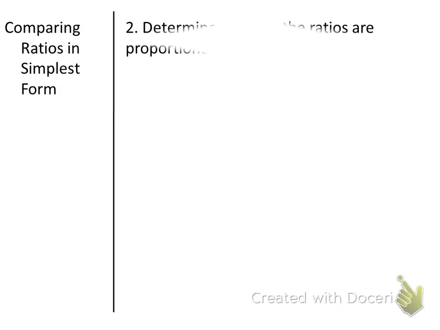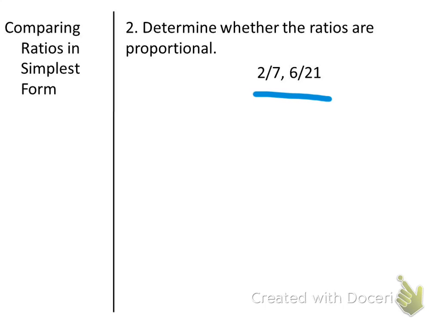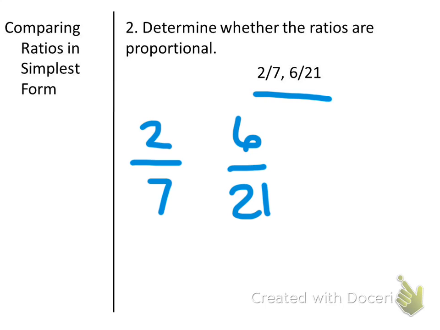Okay, for number 2, we're going to determine whether the ratios are proportional. So we have these 2 ratios, and we're going to determine whether they are proportional. So I write out 2/7 and 6/21, and I want to see if they are proportional. So the easiest way for me to see if they're proportional is to multiply across, and if I get the same number, then they are proportional.